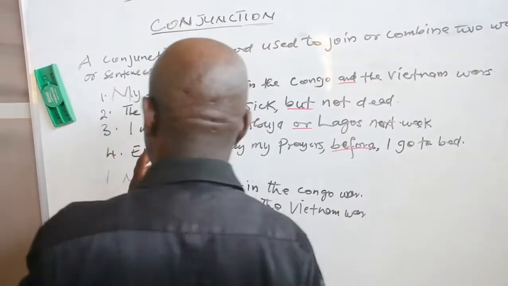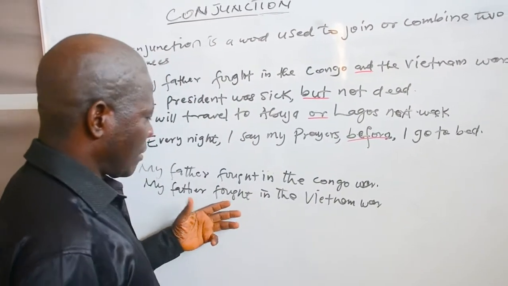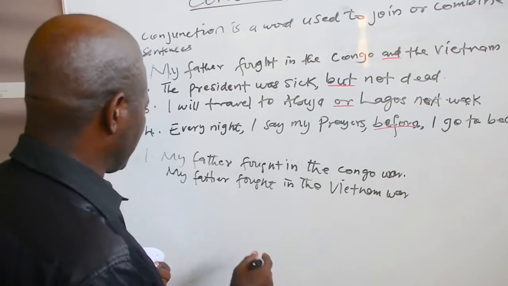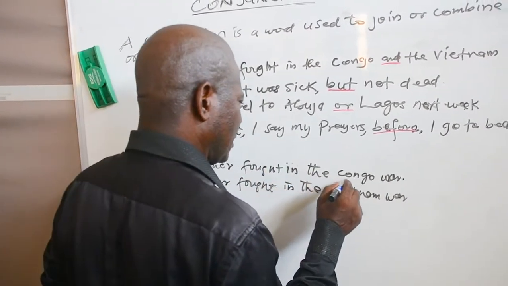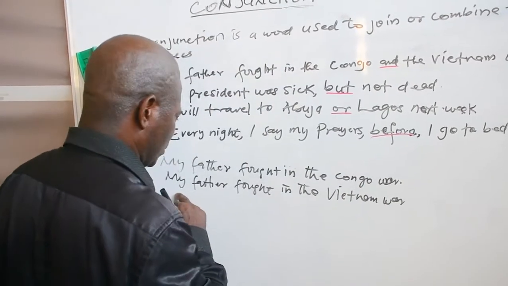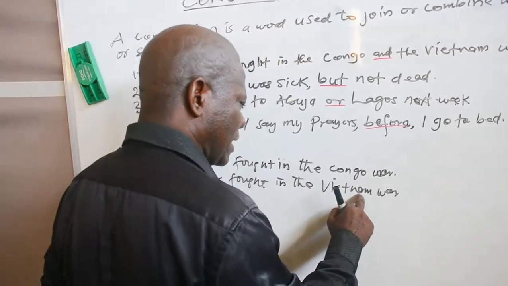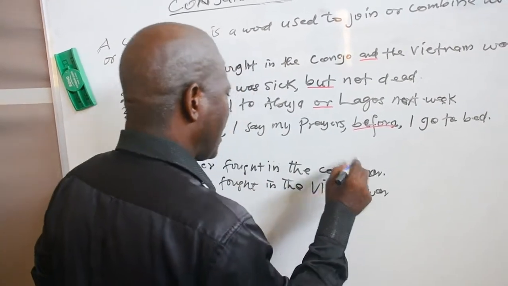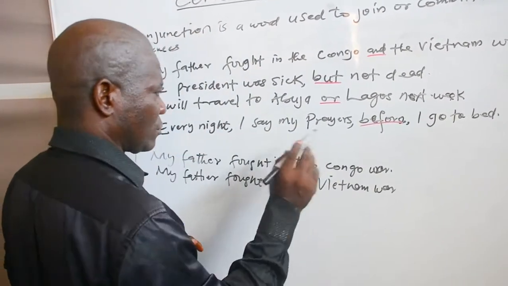So the conjunction helps us to curtail or avoid the unnecessary repetition of the same expression. So you see now, my father fought in the Congo. Then we didn't need to repeat, my father fought in the Vietnam. So we have to say, my father fought in the Congo and the Vietnam Wars.